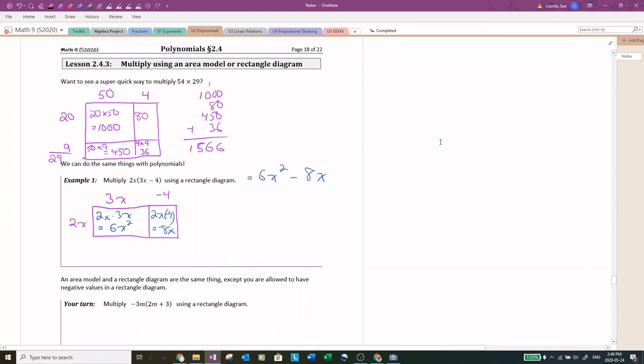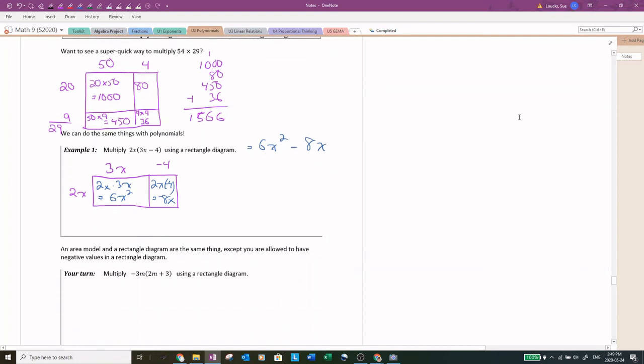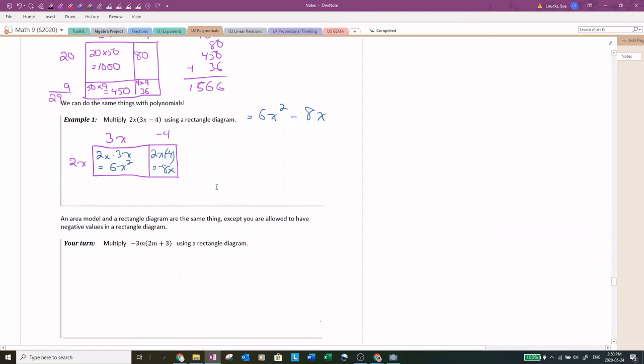Okay, your turn. Go ahead and try this using a rectangle. Oh, sorry, let me just talk about a rectangle diagram and an area model. They are exactly the same, except that if you have a negative in it, like here, you have to call it a rectangle diagram because you can't have a negative area. But if it was +4, we could call the same thing an area model. It's the same thing. All right? All right, go ahead and try this, your turn, and then come back and see how you did.